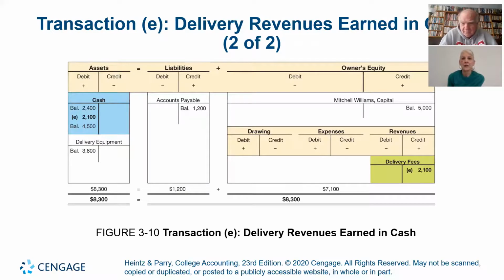So we've added a new account now. He now has sales of 2,100, revenues. He's going to call it delivery fees, okay? 2,100. And look at that. He's got his first cash infusion, right? Now the cash balance is 4,500. If he stopped the month today, he'd have a profit of 2,100 because I don't see any expenses yet, okay?